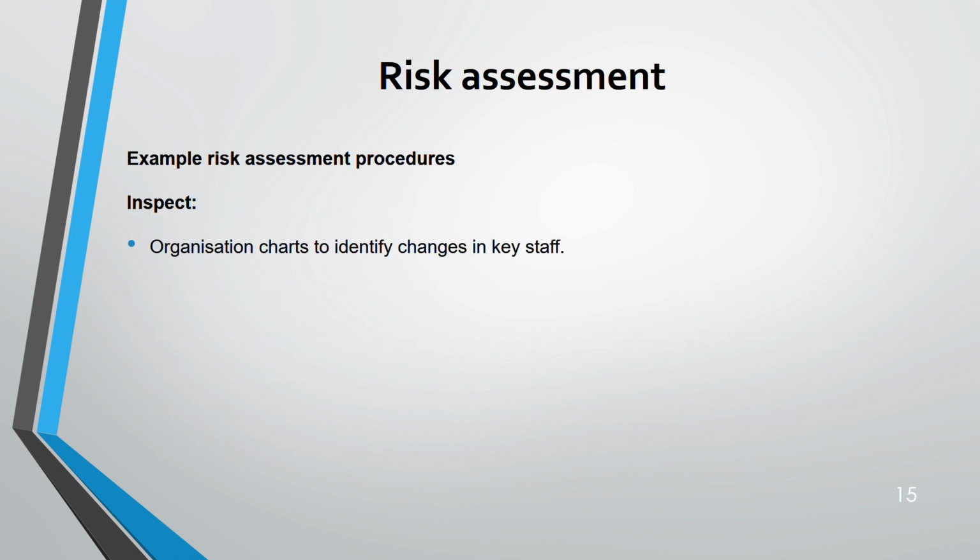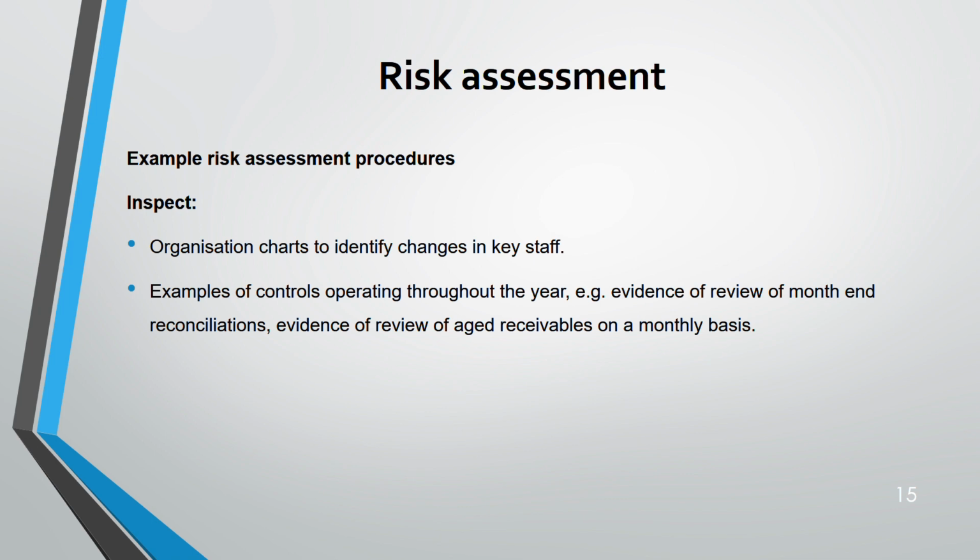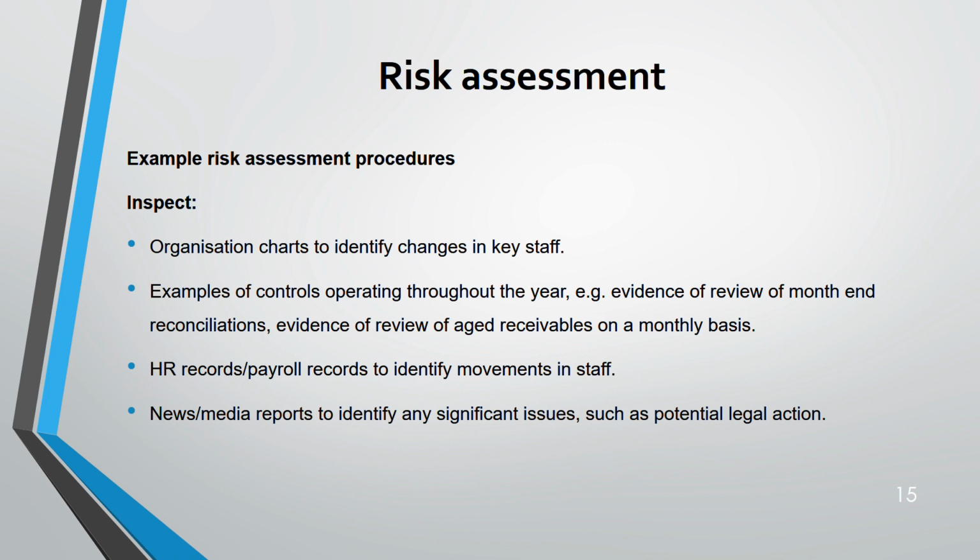Inspect. You inspect these things. You look at the organization charts to identify changes in the key staff or examples of controls operating throughout the year. For example, evidence of review of month-end reconciliation, or evidence of review of aged receivables on a monthly basis. Then you can have the HR record or payroll record to identify movement in staff, whether staff are leaving or most staff are joining. News and media reports will tell you any significant issues, if there might be some legal action against the company.